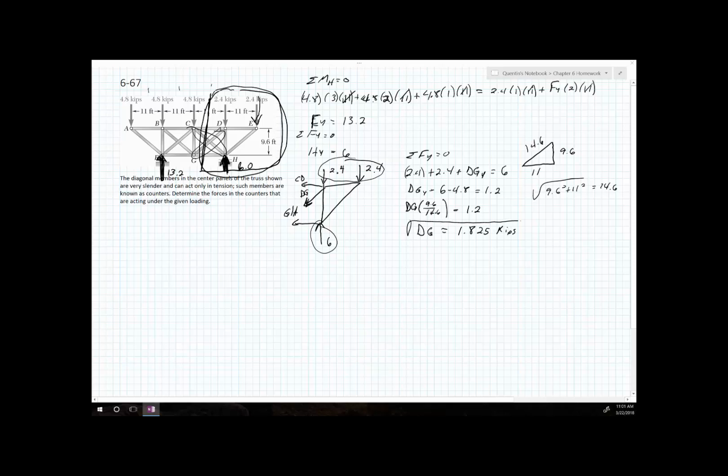So DG is the counter, so I'm going to erase this so we can see a little bit better, of this one right here. This is the one that is the counter, which means this one is in compression. So what would have happened? Right now, when I did this, I assumed this variable. What if I had assumed this one right here? Then this one would not be there, get rid of that, and I'd end up with a negative number, which is fine. Negative number just means that I drew it wrong.